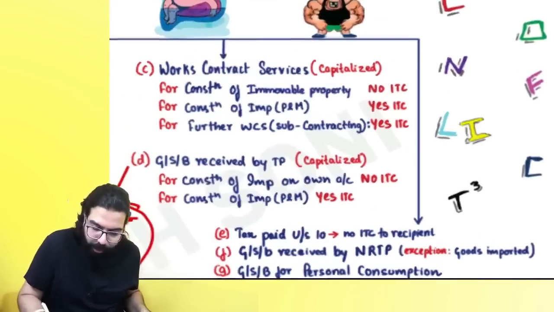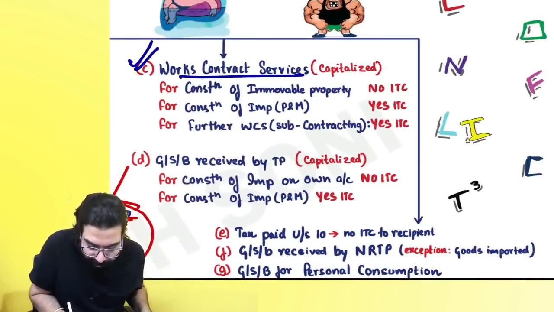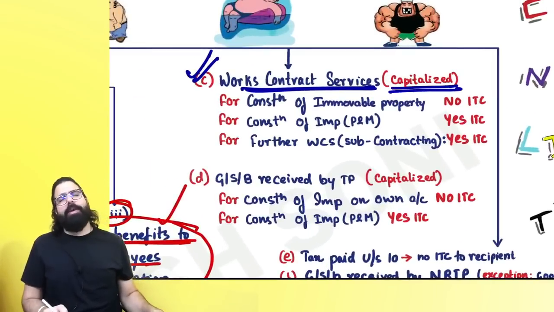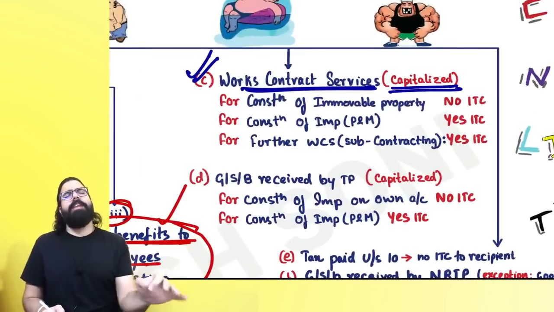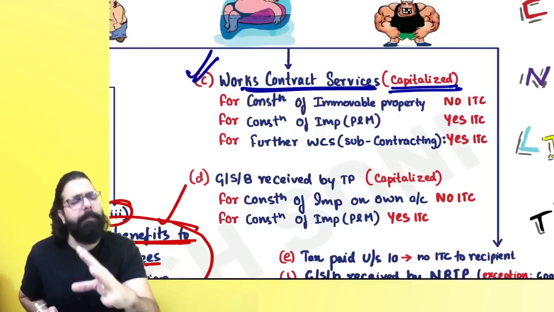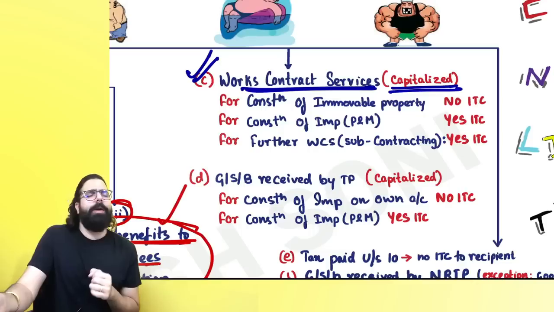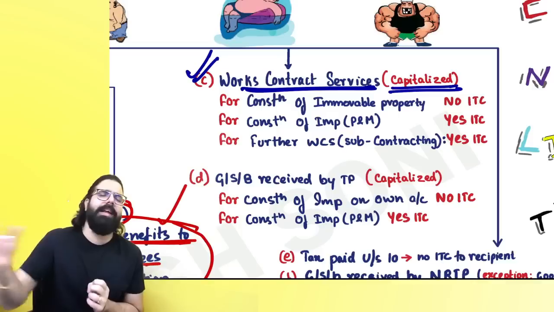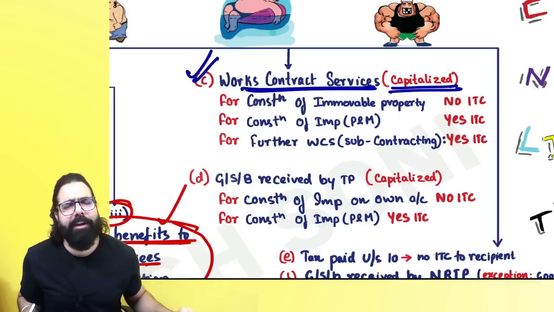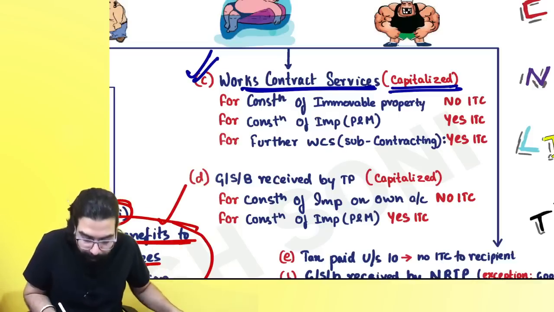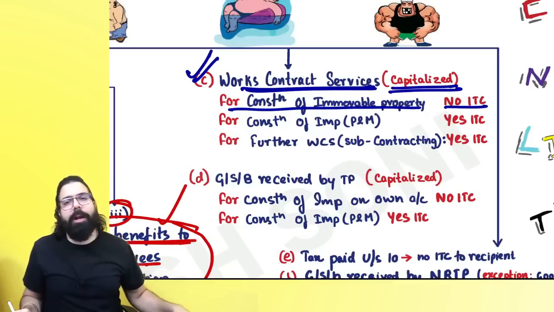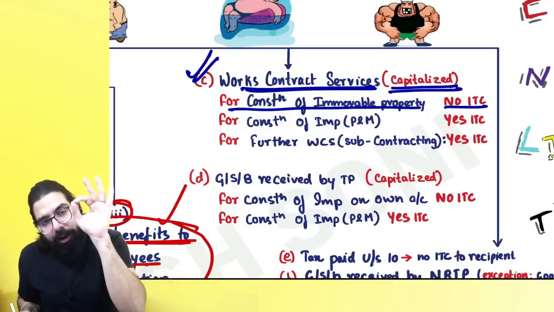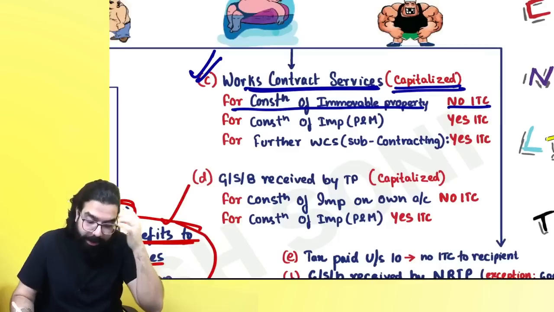Okay, right side everyone. The next one over here is works contract service. Works contract service, whenever it is capitalized. Remember one thing, works contract is always in relation to immovable property. I told one person, can you make the building for me? He said, okay sir, I will get the goods, I will get the laborers and I will make the building and give it to you. Now when he makes the immovable property for me, whatever GST he charges on the works contract, I will not get the credit. Works contract credit I will not get.